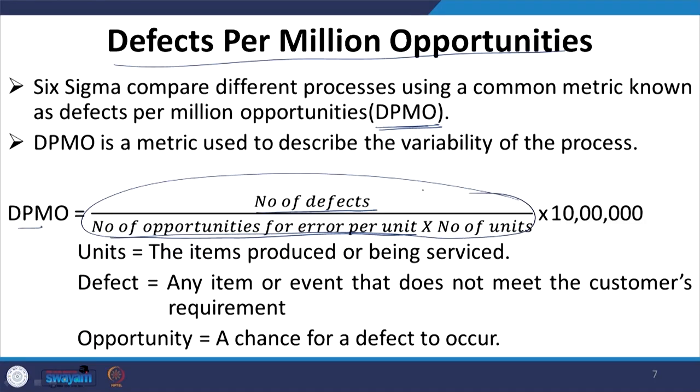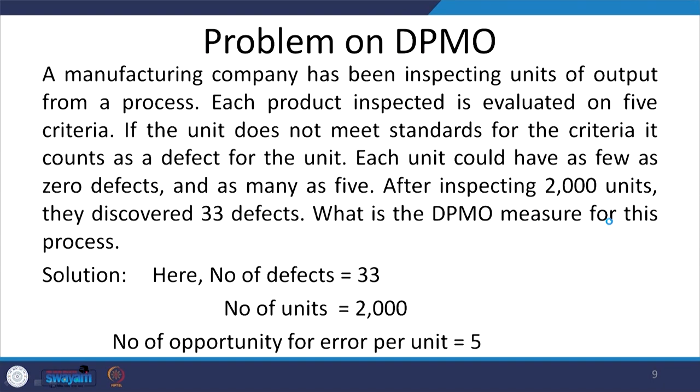But to convert this formula in terms of our standard terms, whether it is 3.4 per million opportunity or 2 parts per billion, we multiply this with 1 million. So this is the formula for the calculation of defects per million opportunities. Now we will see one numerical, or you can say one calculation on the DPMO formula, and that will show how we use this formula for determining whether the process is in Six Sigma limits or going beyond the Six Sigma limits.